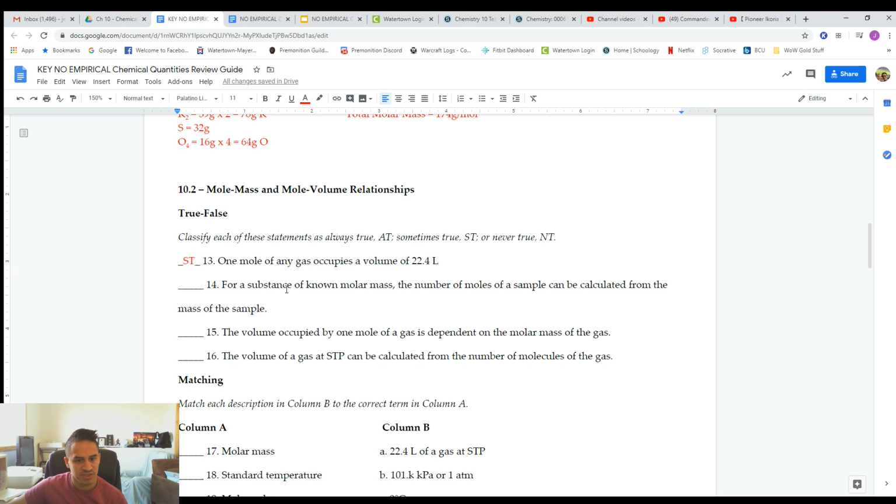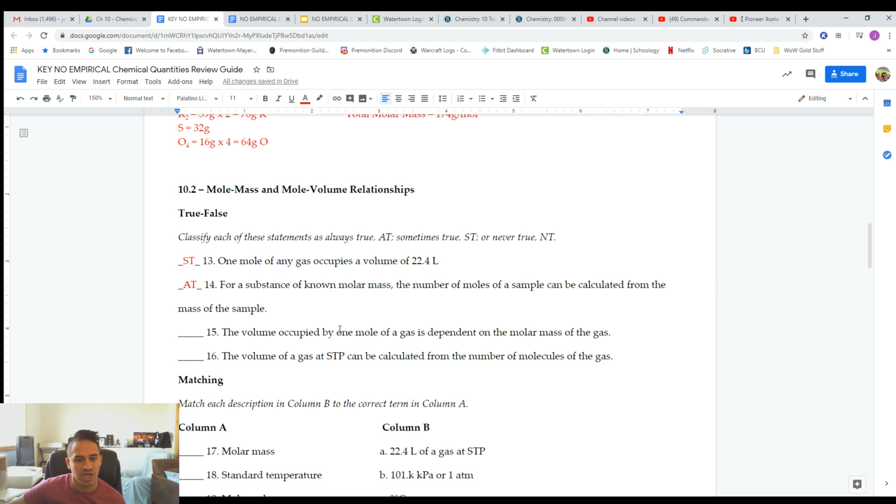Number 14, for a substance of known molar mass, the number of moles of a sample can be calculated from the mass of the sample. So this is true, always. If we have a substance and we know the molar mass of it, we can find the number of moles from the mass of the sample just by using the molar mass as a conversion factor. Okay, so this is always true.